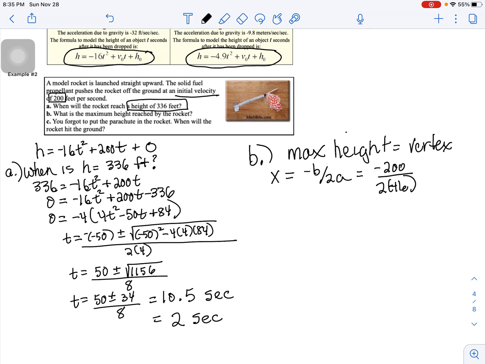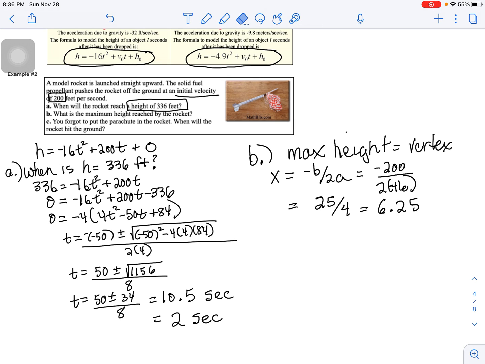Reminding you that when you put this into your calculator, I would use the green alpha button and then the y equals so that you can type it in as a fraction. So alpha y equals, you're going to put negative 200 on top. On the bottom, you're going to put 2 times negative 16. And it turns out to be 25 over 4, which is 6.25.